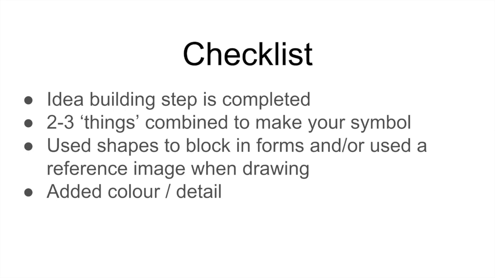So in my example with the paintbrush and the pencil and the rainbow, I have a paintbrush, that's 1, a pencil, that's 2, and the rainbow, that's 3 things. So I have used the method of drawing where I use shapes to block in forms, and I've also looked at a reference image when drawing. And then finally, I've added some color and detail to my symbol.